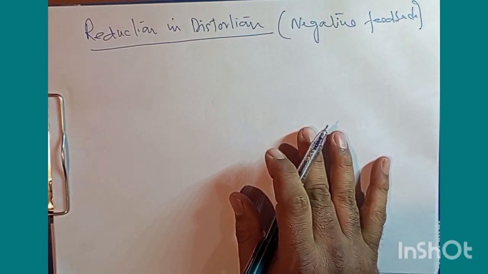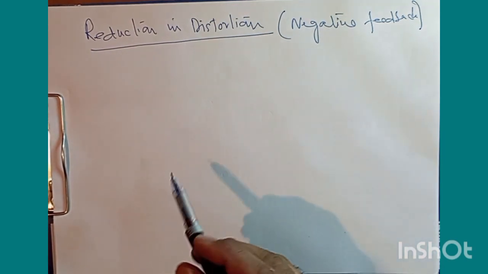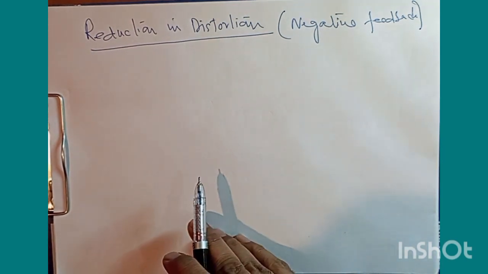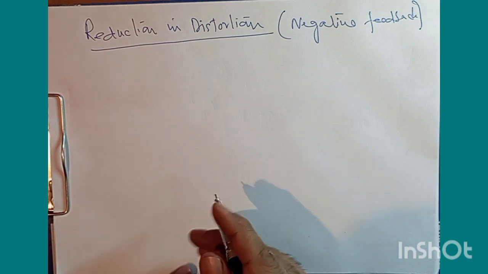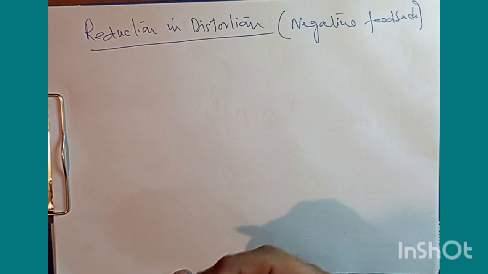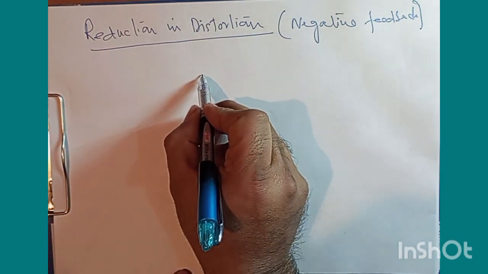So now let's talk about another application of the negative feedback that we have discussed. This application is a reduction in distortion. So what does it mean, first of all?